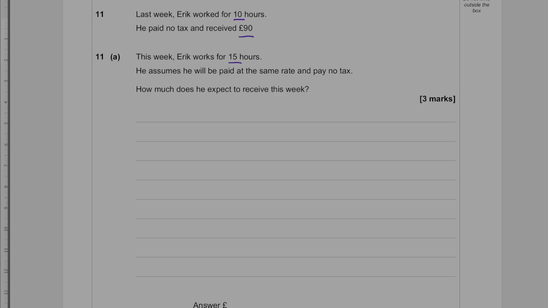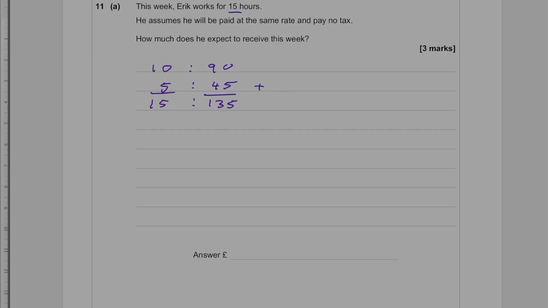I'm going to say it like this. If he does 10 hours and gets paid £90, he would assume that for 5 hours he'd get £45. So for 15 hours he should be paid £135. Just adding those values together, we get £135.